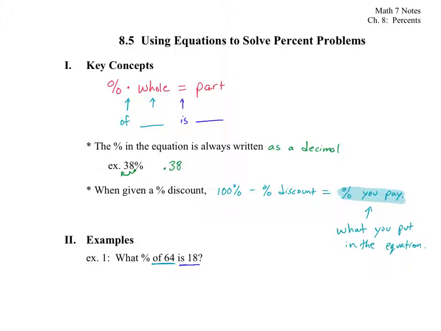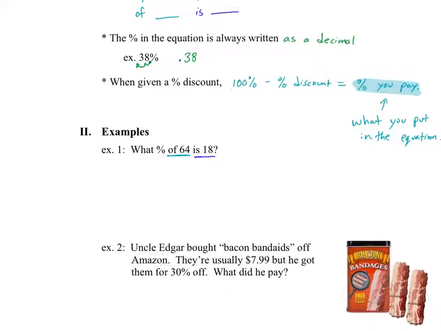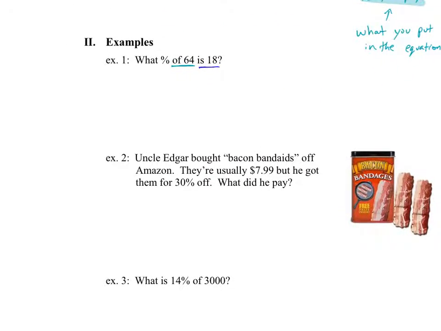All right, let's do some examples of this stuff. All right, example 1. I kind of already spoiled the surprise a little bit, but let's start by writing that equation. So percent times the whole equals the part. I'm looking for you to write this down as you do these questions, at least for this first section. Then as you go through, we can fill in some of those things. So all right, my whole is going to be 64 because it's of the whole. And is is a word for equals, so you see that 18 goes in for the part.